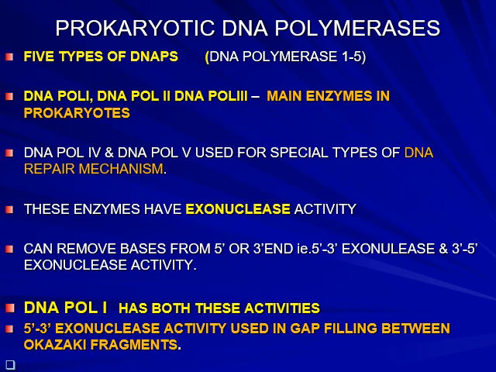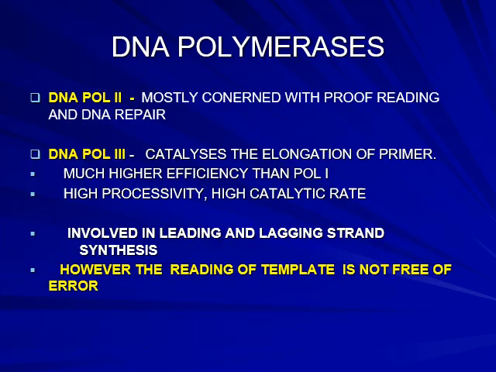The first DNA polymerase, that is DNA polymerase 1, has both these activities. That is, it has both 5' to 3' and 3' to 5' exonuclease activity. The 5' to 3' exonuclease activity is used in gap filling between Okazaki fragments. The DNA polymerase 2 is mostly concerned with proofreading and DNA repair.